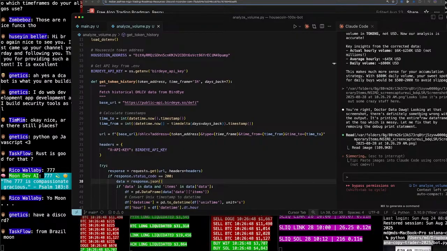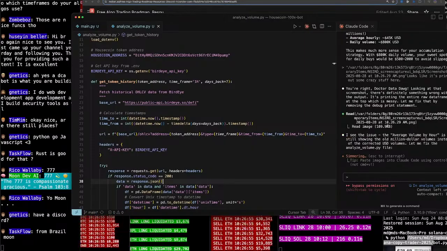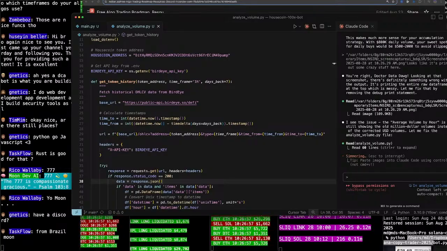You're right, Dr. Datadog. Looking at the screenshot, there's definitely something wrong with the output. It's printing out the entire raw data frame at the top, which is messy. Let me fix that by removing the debug print steps.